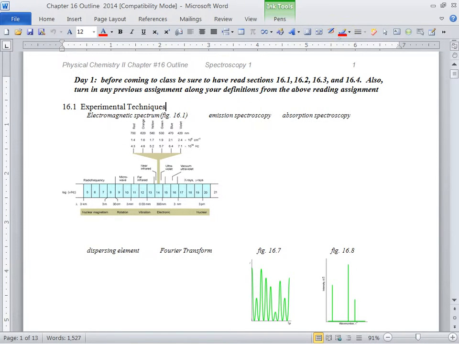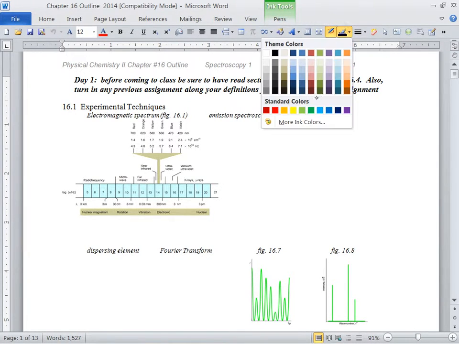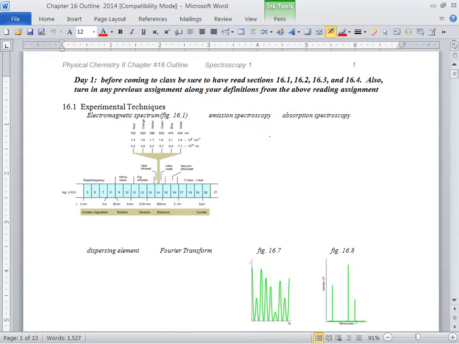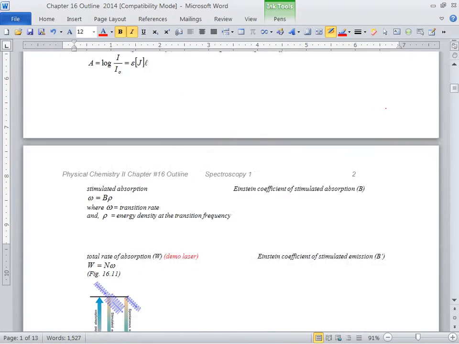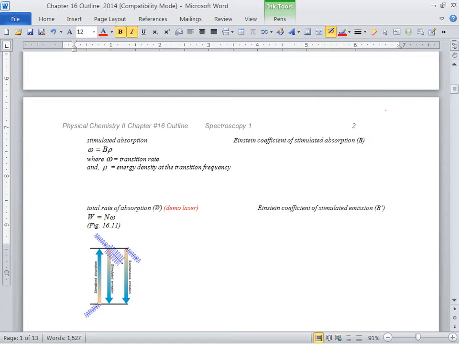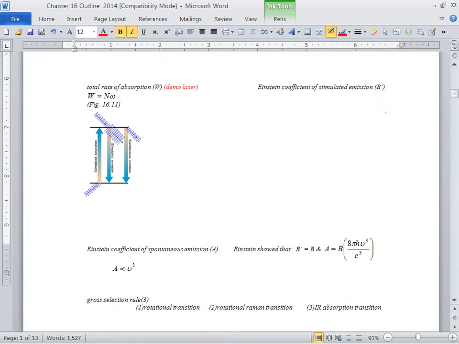So we've got the electromagnetic spectrum. Remember, we're talking about spectroscopy. I'm drawing a wave, right? This is how the book draws them too. There's some right there. See, they're drawing them.